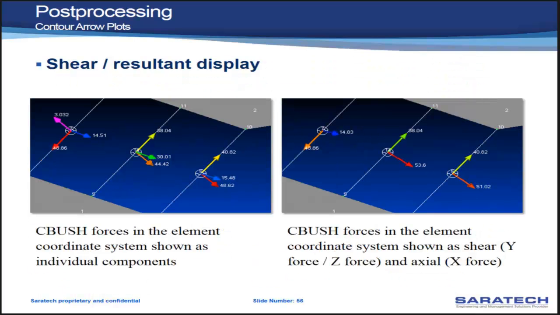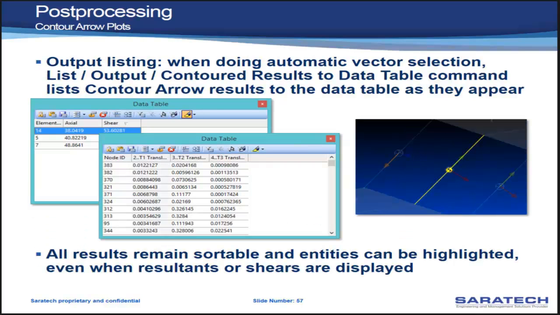Here's another one showing the shear resultant displays, just showing you how it's going to display these results. And finally, you can output all of these listings. When doing automatic vector selection, you can go into List, Output, Contour Results to Data Table, and it'll put all of these results into your data table.